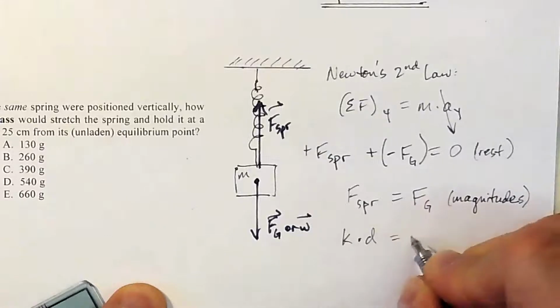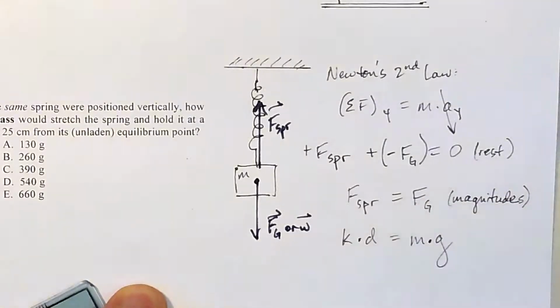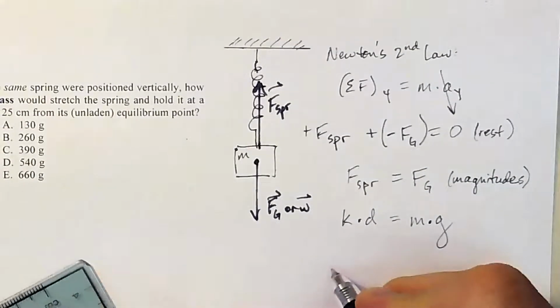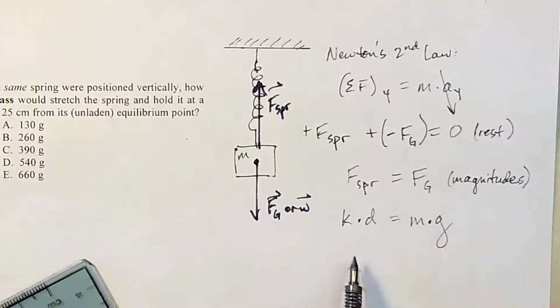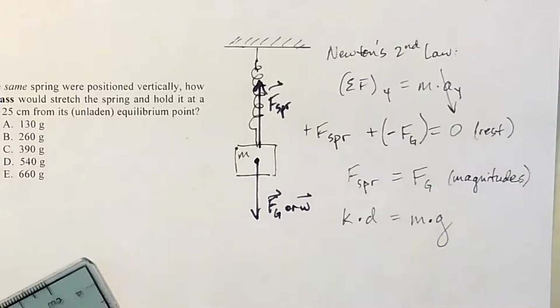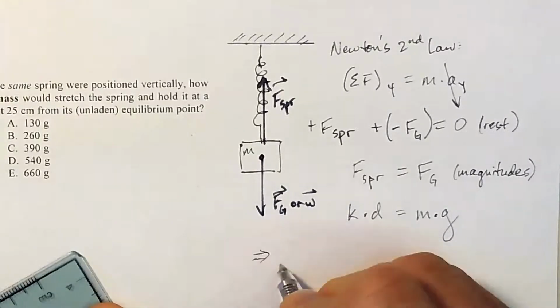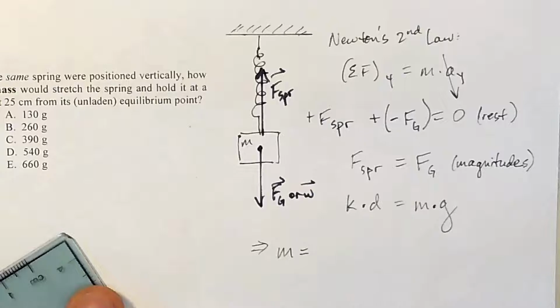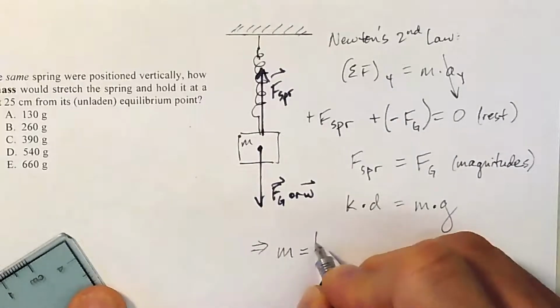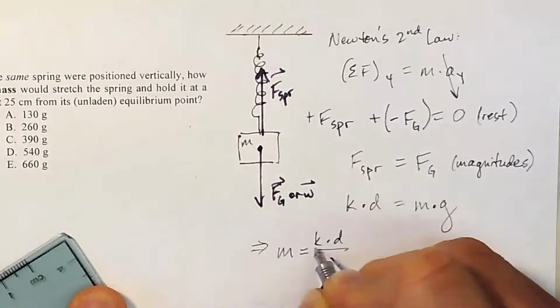And then on the right-hand side, this is m times g. So what we find will generally be true for any mass that's hanging from any spring in static equilibrium at rest. What we actually want to know in this particular case is what's the value of the mass given the displacement and the spring constant. So we can solve for it. The mass is going to be equal to k times d divided by little g.